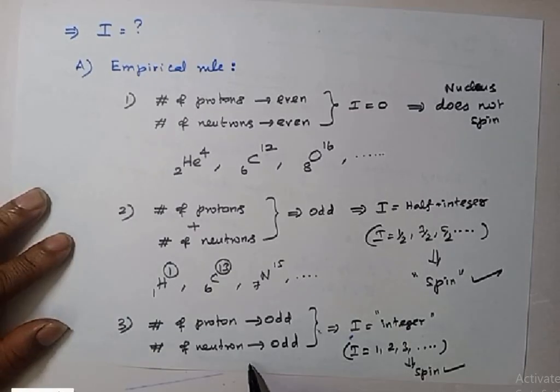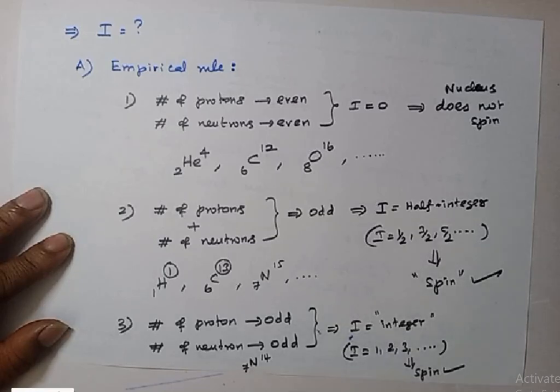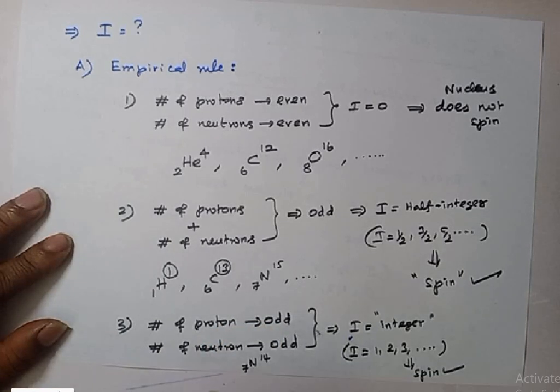Examples are, let me write here also, N-14 (nitrogen-14, 7 protons). See, number of protons 7. 14 minus 7 is 7. Number of neutrons also 7. Okay, so 7 protons, 7 neutrons, both are odd numbers. So N-14 has an I value that is an integer.